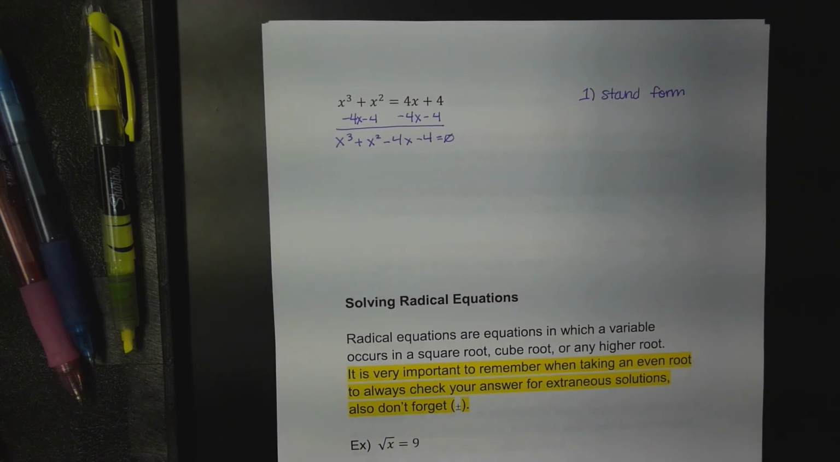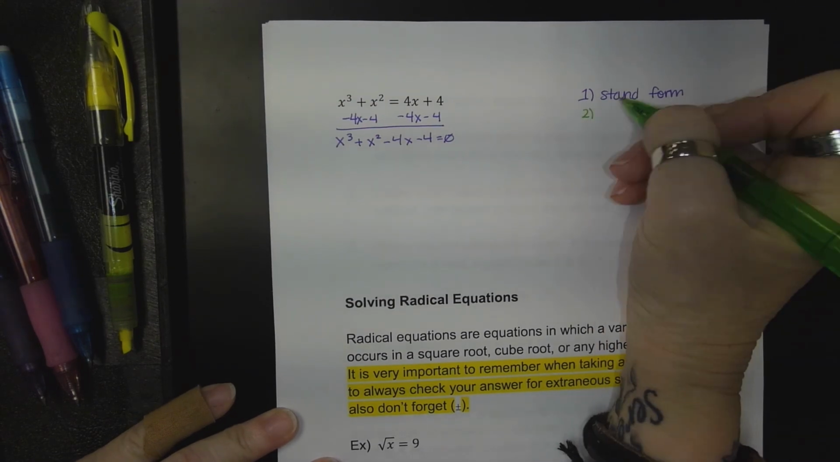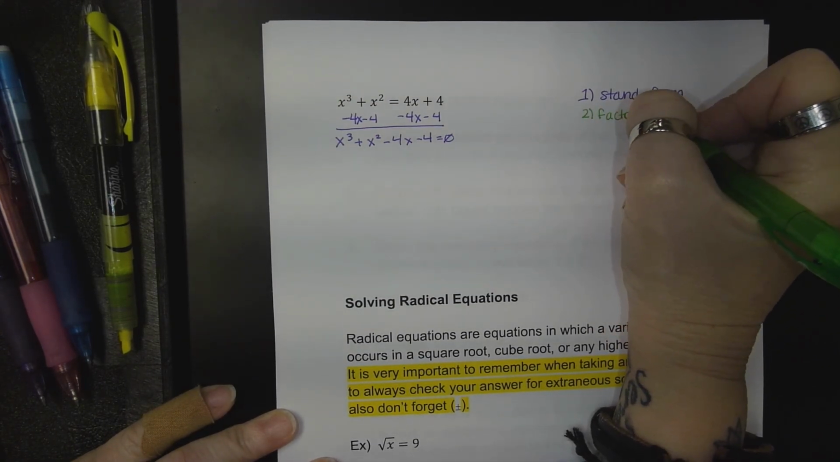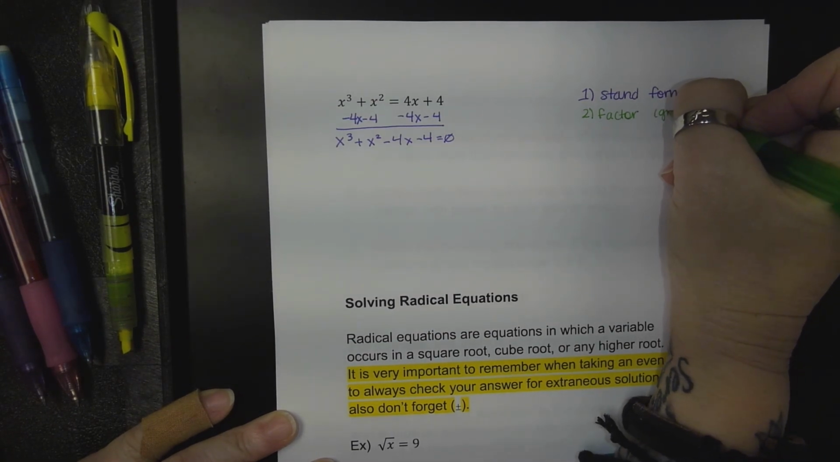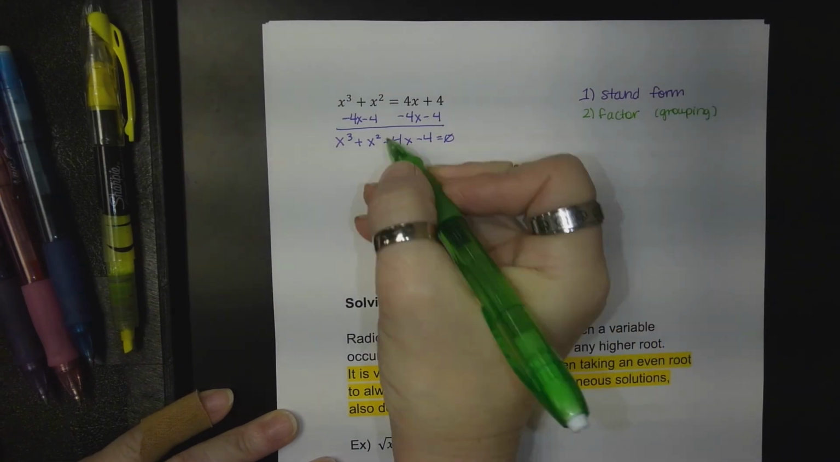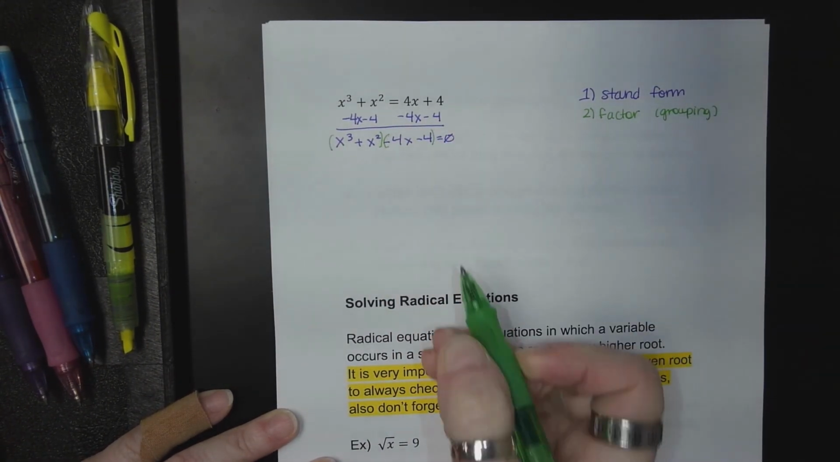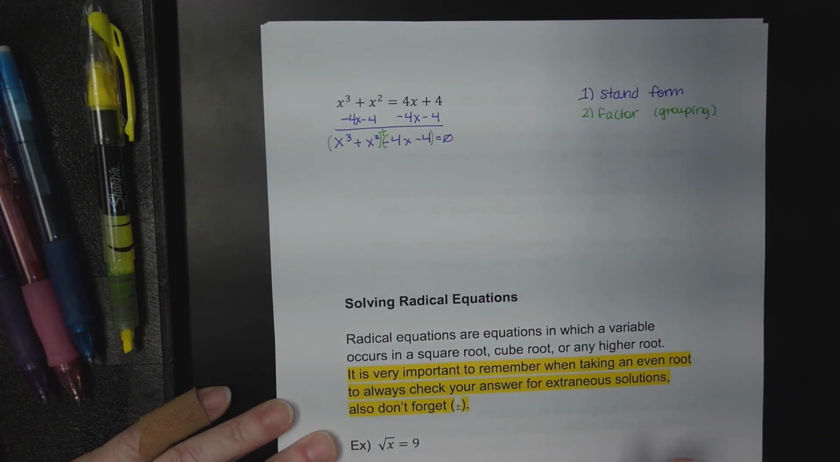Now if you'll think back to when we were doing the AC method, we factored by grouping. So when we factor this, we're going to factor by grouping. So we're going to group these two and then these two. But remember, when you factor by grouping, you always have to put a little plus here so that you remember that it's addition.